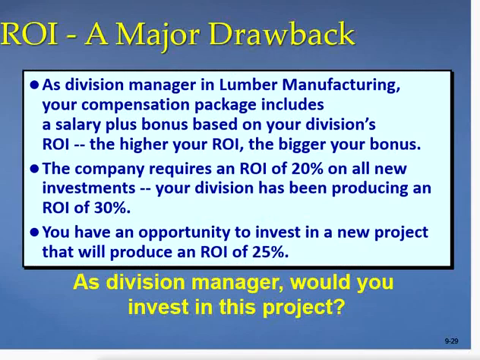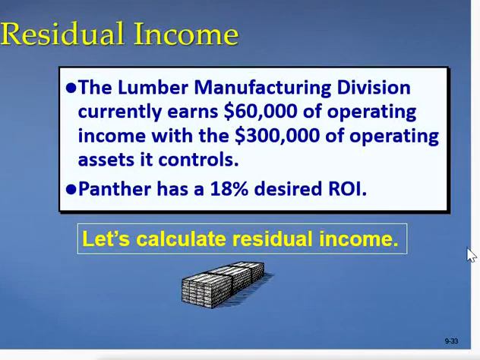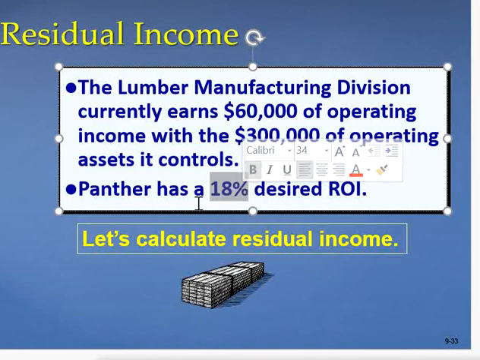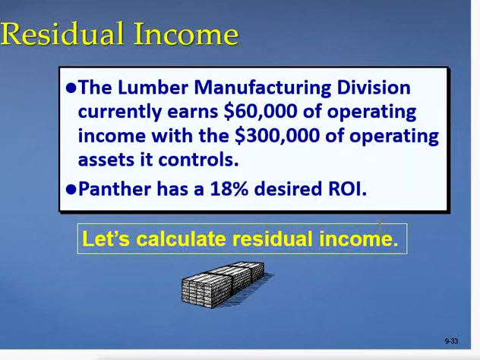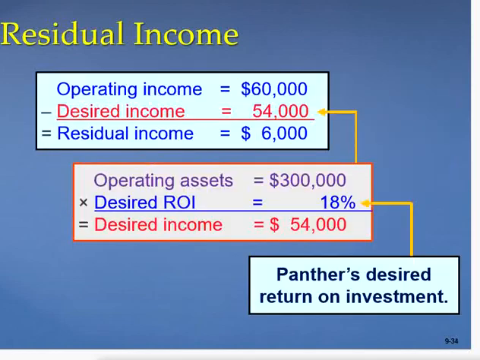In this new situation, there is a minimum criteria by the company that they will accept a new project if it gives this much ROI. Now if you look at calculating the residual income for this project, how will we calculate it? You can see here operating income is 60,000. What is the desired income? How did we calculate this 54,000?